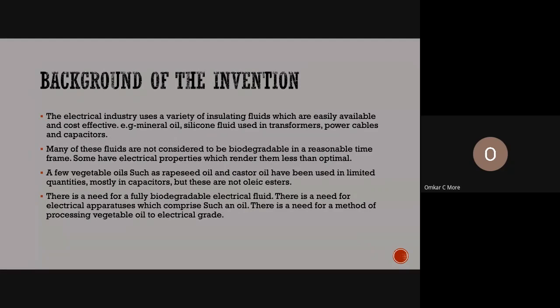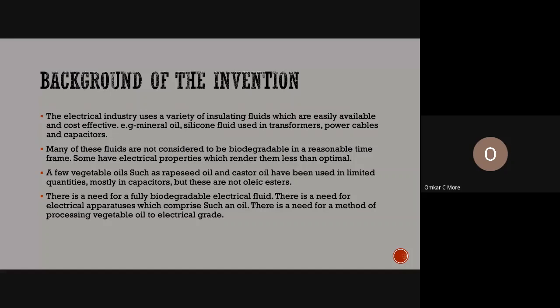So, the background of the invention. Generally, we use mineral oil, silicon fluid, etc. in transformers and other places where we require a liquid insulating material. The other basic fields are power cables and capacitors. Many of these fluids are not biodegradable. They are easily available and cost effective, but not biodegradable. But if we choose vegetable oils like castor oil or high oleic acid oils, they are not so cost effective, but they are biodegradable and environmentally friendly.